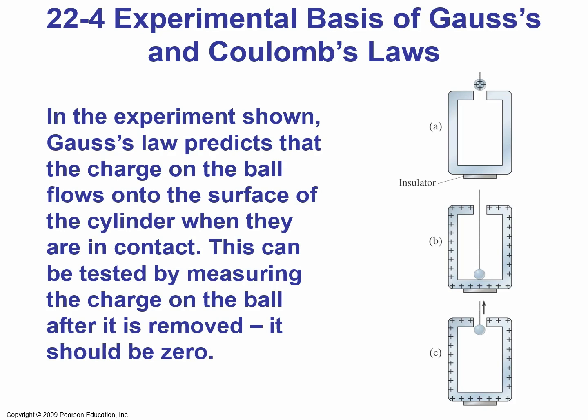In this experiment, Gauss's law predicts that the charge on the ball flows onto the surface of the cylinder when they are in contact. This can be tested by measuring the charge on the ball after it is removed, and it will be seen that it will be zero because all the charges are depleted to the cylinder.